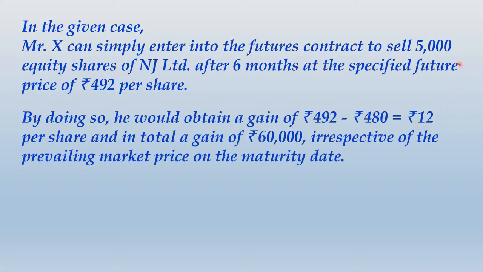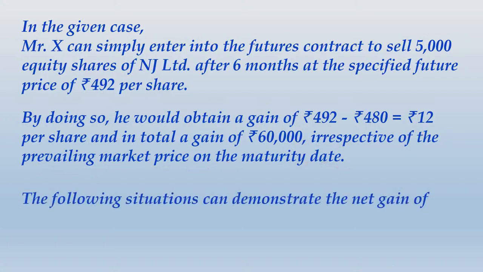And because you are holding 5000 shares, you should have the same magnitude of futures contract. That means you should enter into a futures contract with a short position for 5000 shares, and that would give you a total gain of 12 multiplied by 5000 shares, that is 60,000, irrespective of the prevailing market price on the maturity date. The following situations can demonstrate the net gain of rupees 60,000.